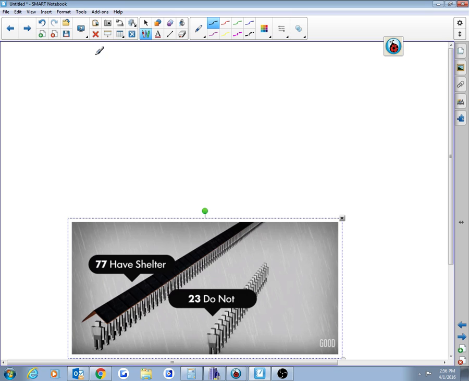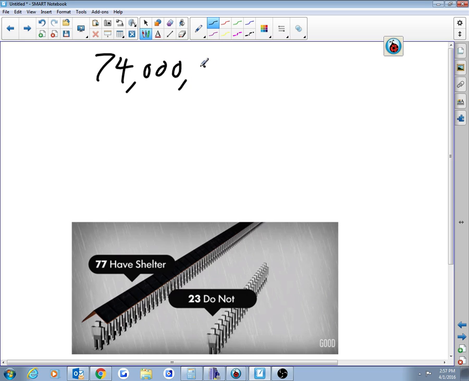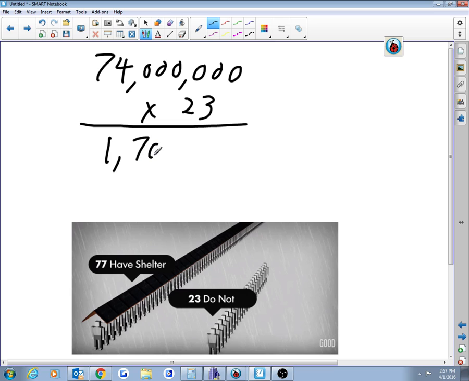So remember, 1% was 74 million. So we can take our 1% and we can do times 23 to see how many people actually do not have shelter, and that'll give us 1,702,000,000 people, roughly, who have no shelter at all.